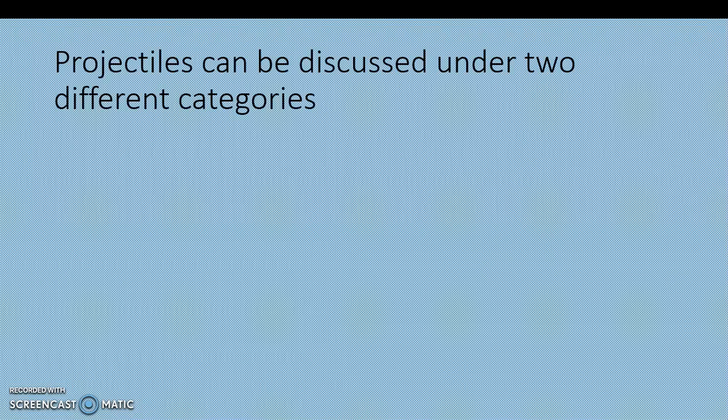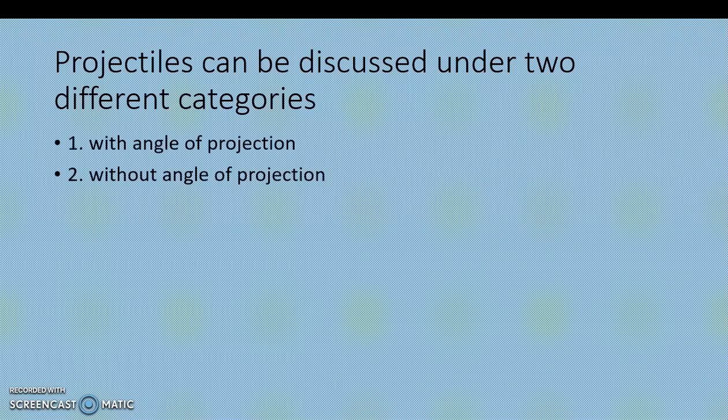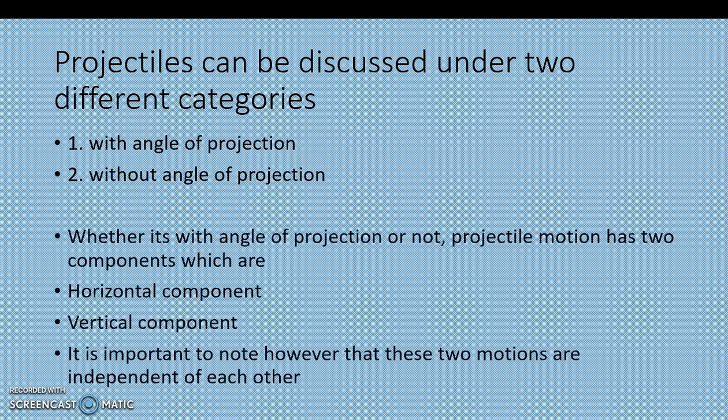Projectiles can be discussed under two different categories: with angle of projection or without angle of projection. Whether it's with angle of projection or not, projectile motion has two components, which are the horizontal component and the vertical component. It is important to note, however, that these two motions are independent of each other.